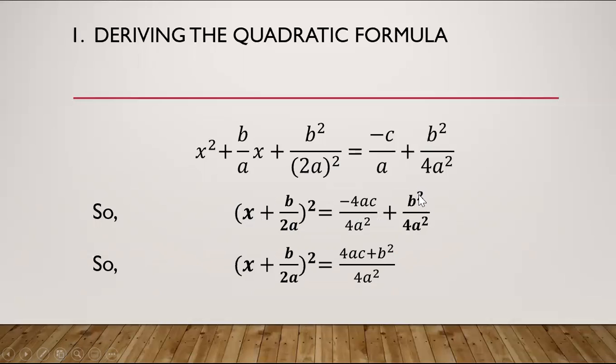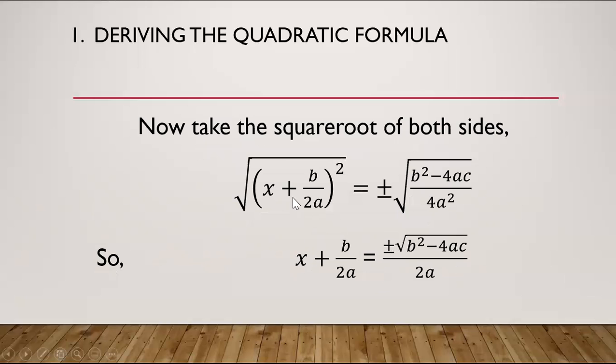And then over here, I've put these over a common denominator. I multiplied top and bottom by 4a. So the bottom becomes 4a squared and the top becomes negative 4ac. Okay? And then in this next step, I've simply combined the numerators over the one denominator: negative 4ac plus b squared over 4a squared. Okay?